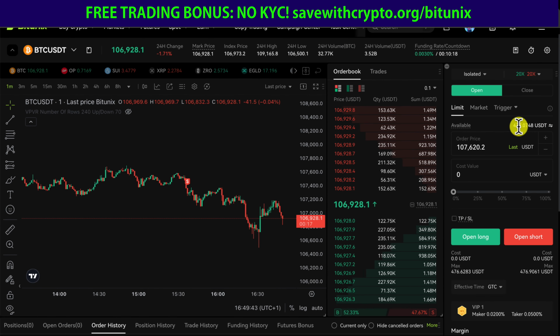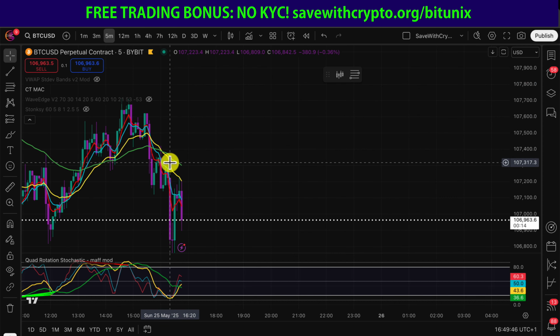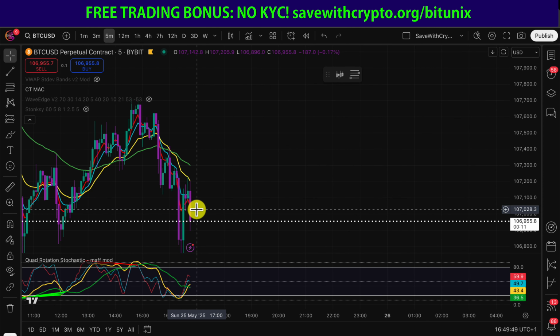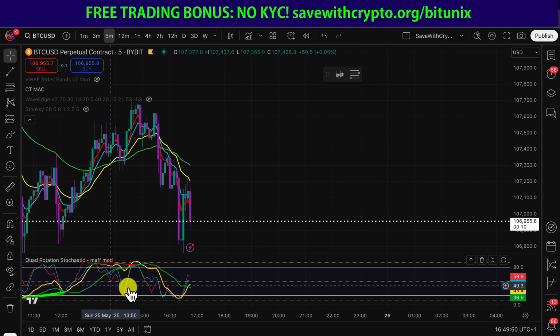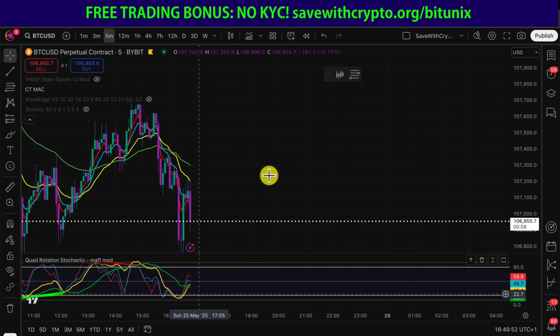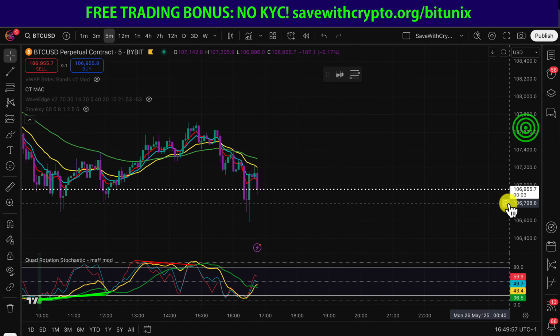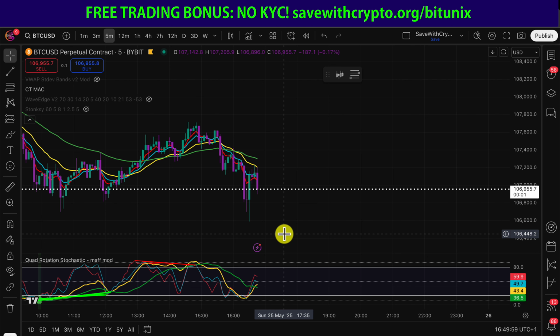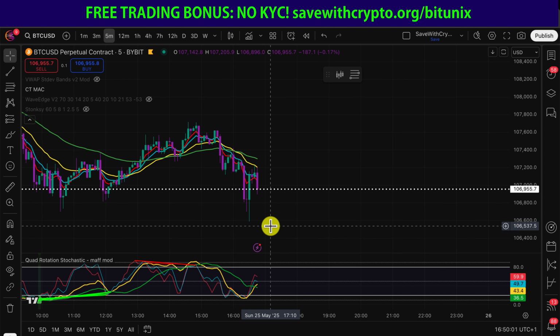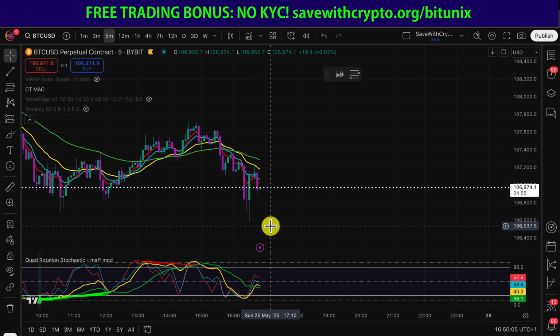But I think that was a good demonstration of how you can use these moving averages and this quad rotation stochastic in conjunction with each other to try and find a bottom. So what I'll do, I'll keep looking and try and find another one and do it all over again. And obviously, if I can make 5% again on the money I've just made, keep doing that every day, you'll soon have lots of money.